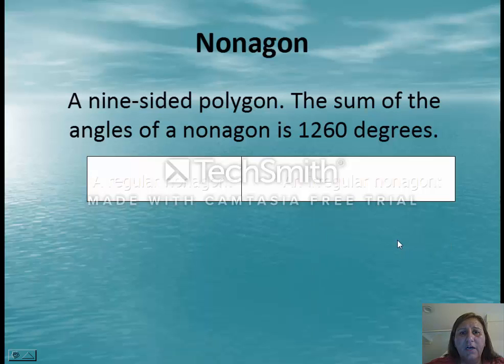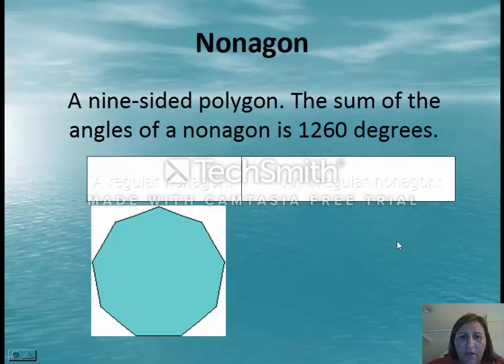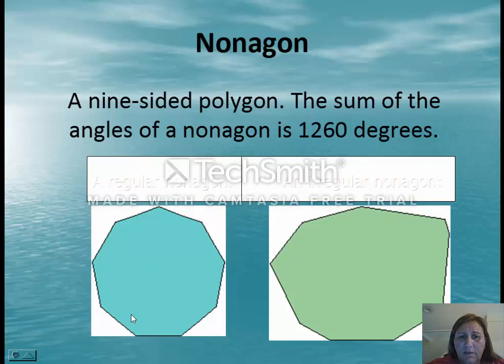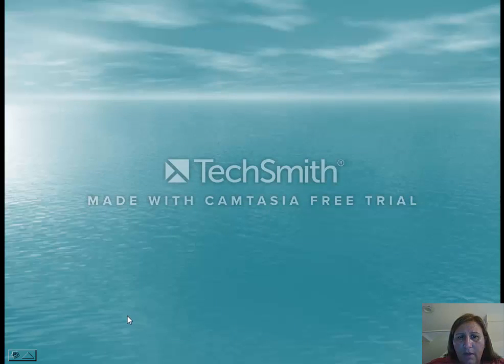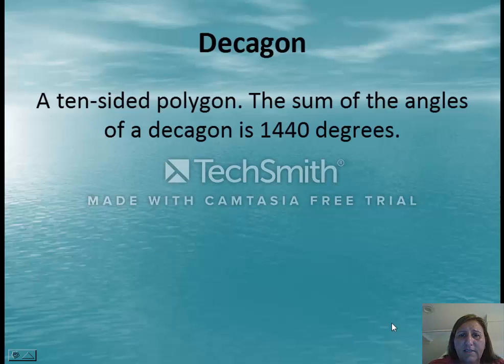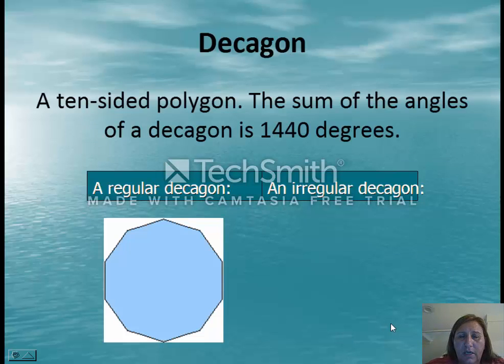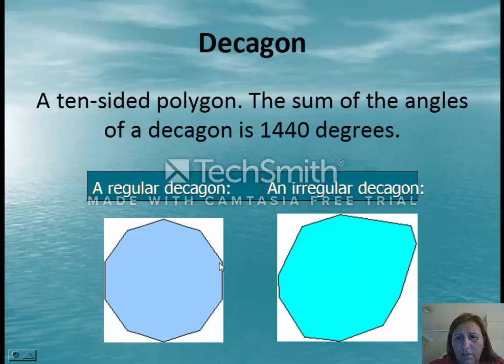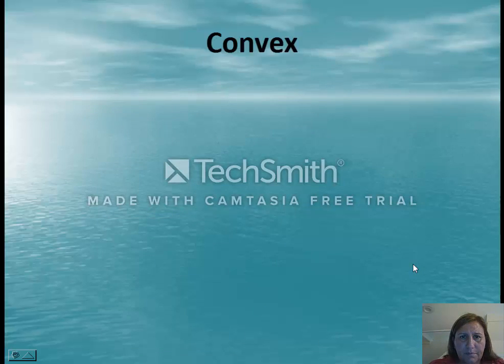Now we're going to look at a nonagon. A nonagon is a 9-sided figure. So you have on this side the regular, and on this side is the irregular nonagon. A decagon is a 10-sided figure. The angles must add up to 1440. This is regular. This one is irregular.